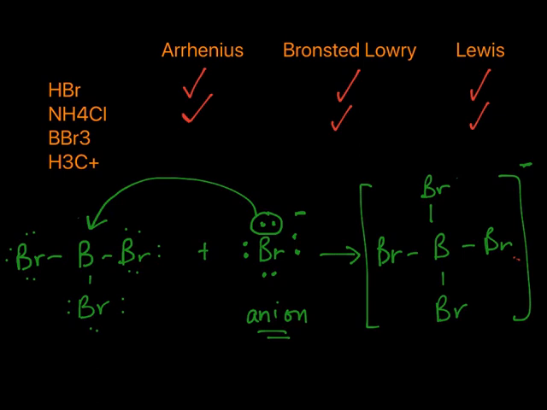So now let's check if this is an Arrhenius, Bronsted-Lowry, or Lewis acid. So an Arrhenius acid, did it produce a proton? Actually, if you look at this equation, there are no protons produced. There is no H plus here in this entire equation, so it is not an Arrhenius acid. Did it donate a proton? Again, it did not. There were no protons produced or donated.